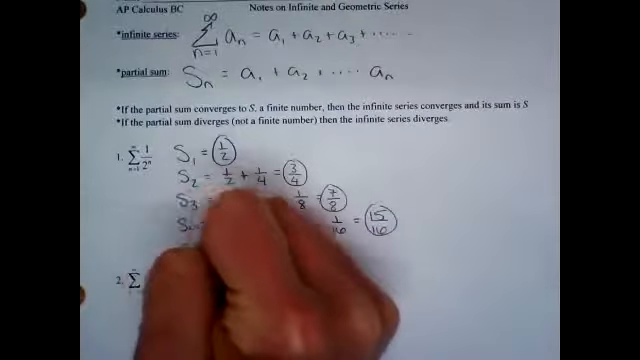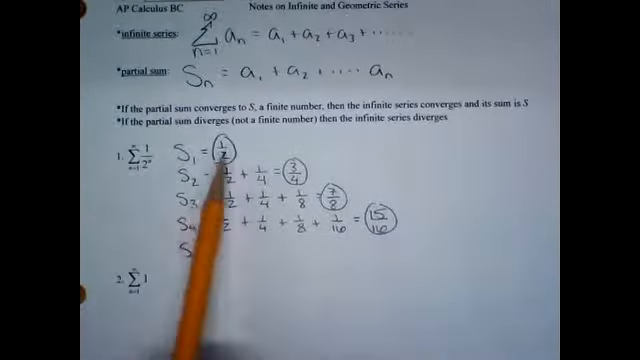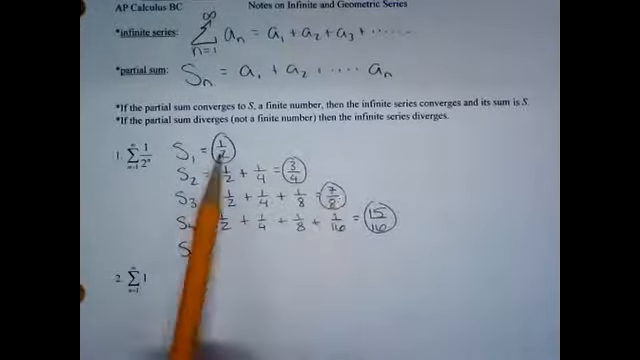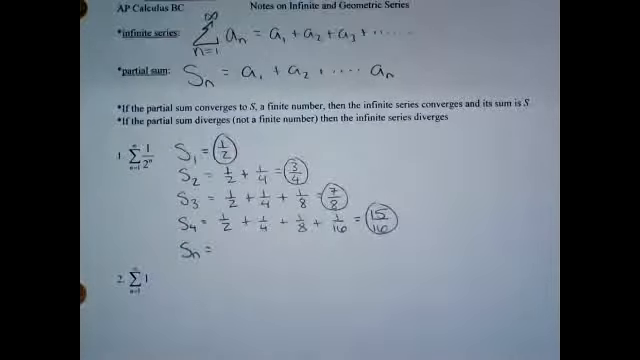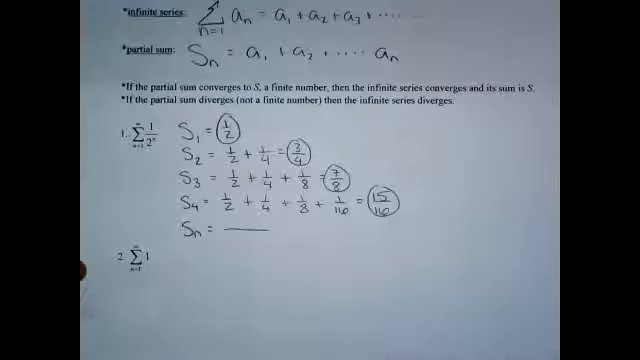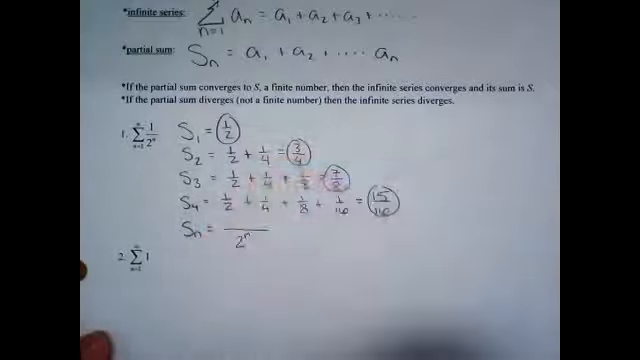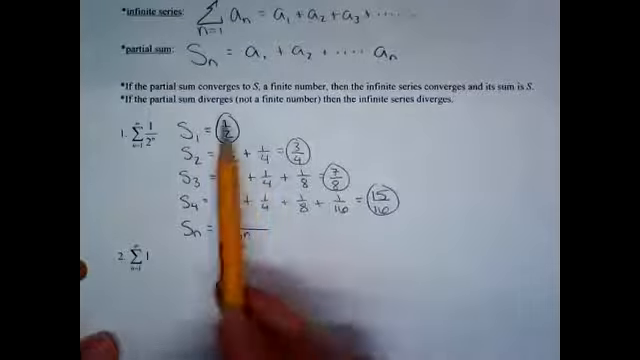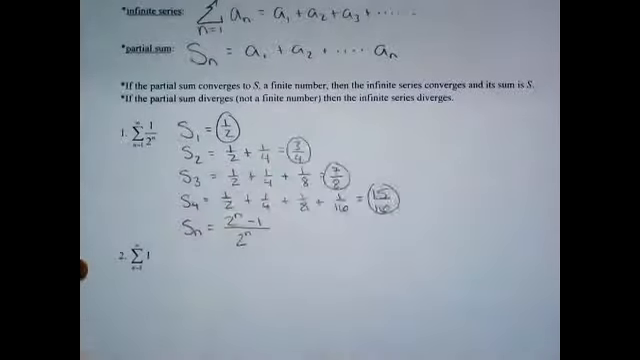And so now what I want you to do, and this is the hard part, you're just going to have to think about it. You need to write a formula for this pattern. So look at the 1/2, the 3/4, the 7/8, the 15/16. I'm going to hit pause. So the denominator, 2, 4, 8, 16, that's going to be 2 to the nth. And the numerators are always 1 smaller than that. So 2 to the nth minus 1. So that's your formula for your partial sum.